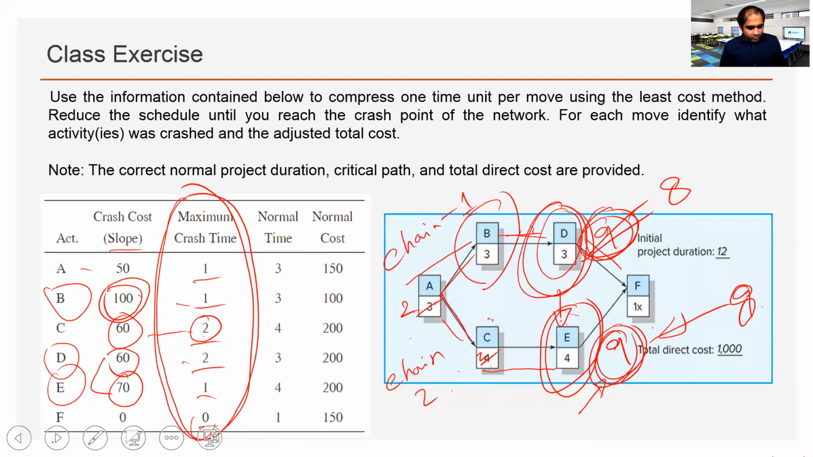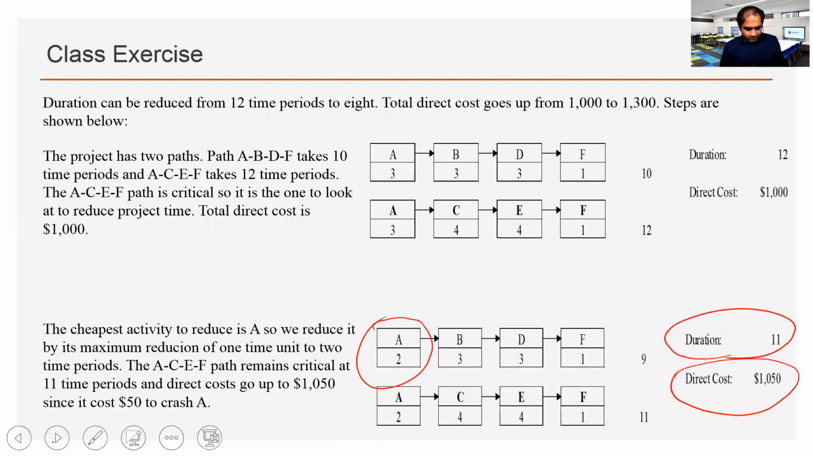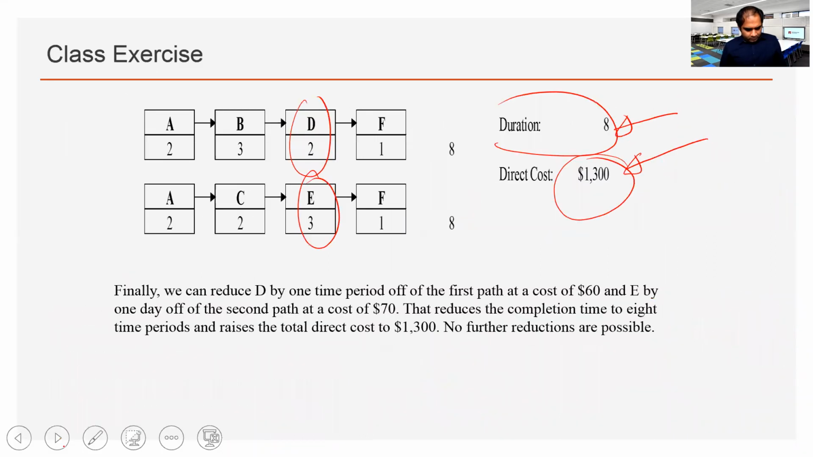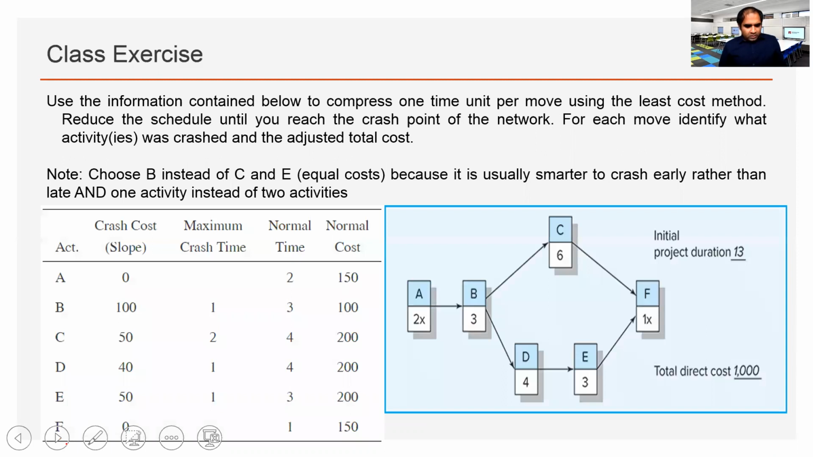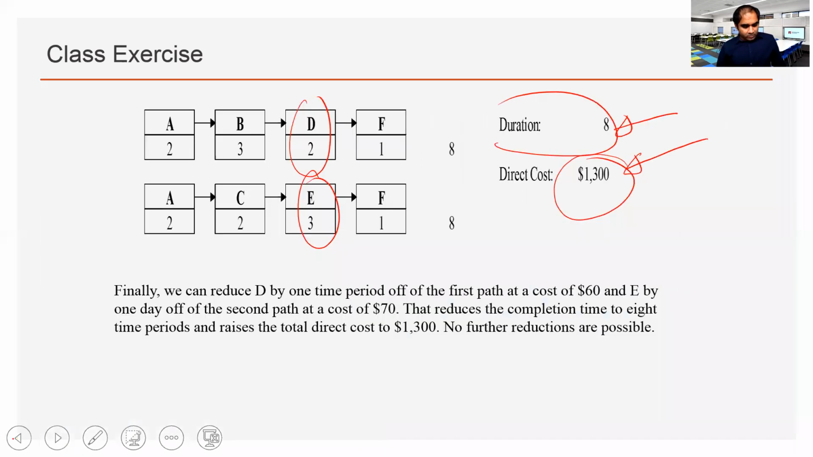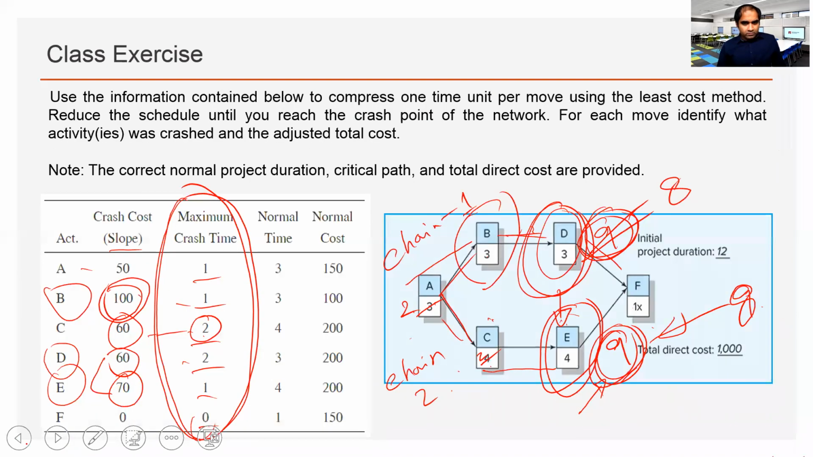So let's move. Okay, another example here. So if we crash C and D, if you crash C and D, in the previous example, so if you crash C and D, C or D.